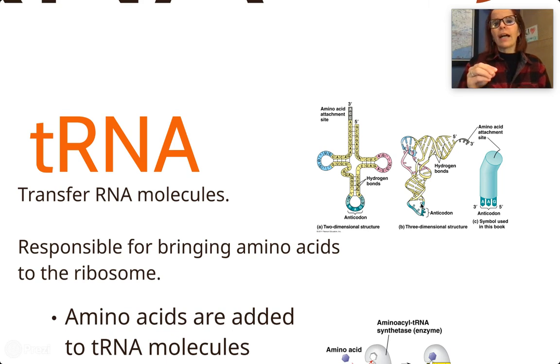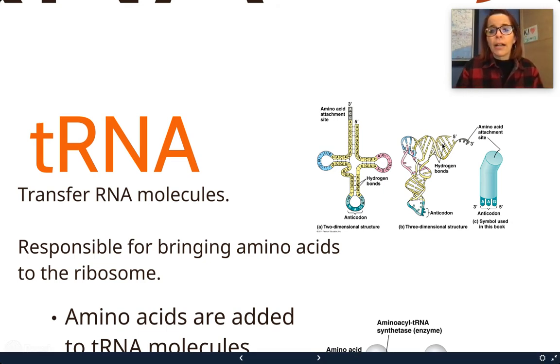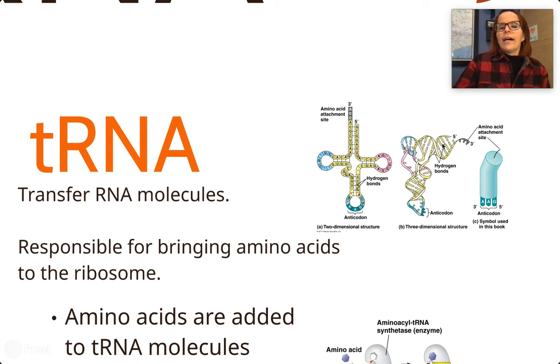It's single-sided. It's not like DNA that's double-sided, but it has a tendency to twist and fold on top of itself because some of the nitrogen bases are attracted to each other, so they form hydrogen bonds with one another. So it has a complex shape. There are very important parts to this shape, though, that you need to understand.